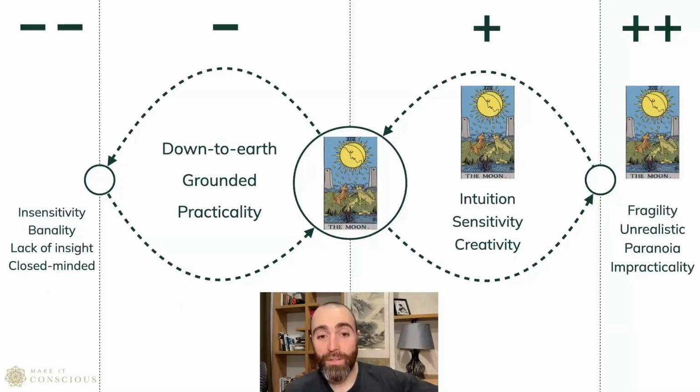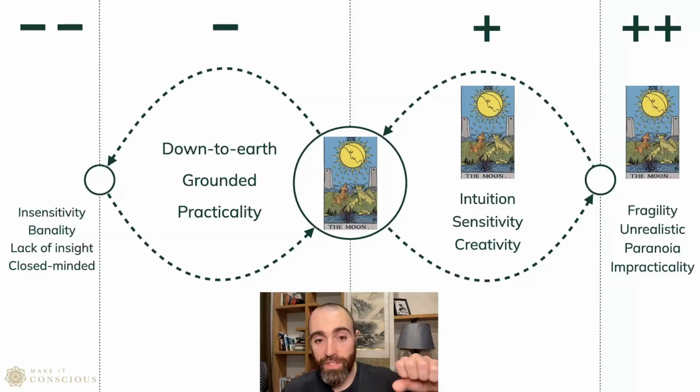So, but then if we were to look at the shadow of this card, you see, because I would not consider the shadow to be those excessive qualities or those negative qualities. I would consider, at least in terms of this model, the shadow to be the opposite. So the very fact that it has intuition and sensitivity and creates potentially the potential for fragility and paranoia and impracticality creates the need for something else. And what is that thing that it needs? Well, it might be something like being down to earth, grounded, practical.